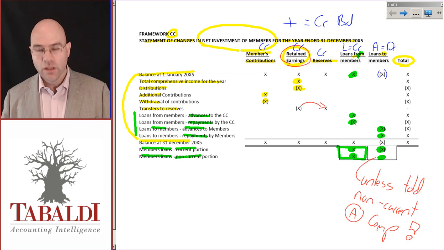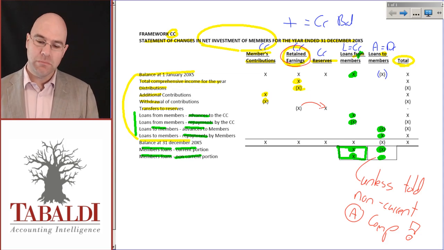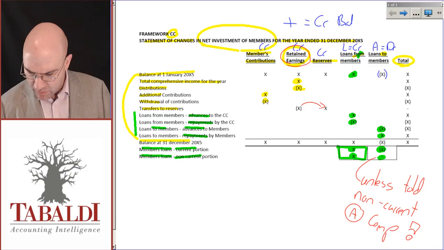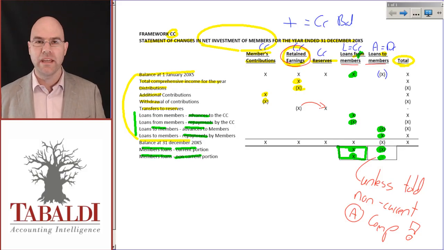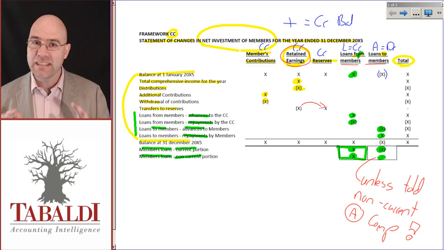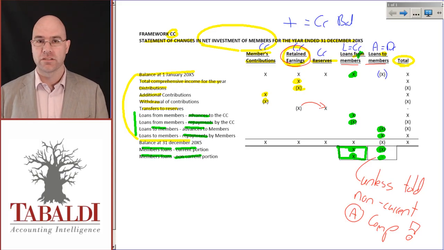So that's nice and easy. We mustn't worry about the different name, and the slightly different way of doing this where we actually put the loans to or from members in here. It's a format you must learn. Easy marks sitting and waiting in the disclosures for you.